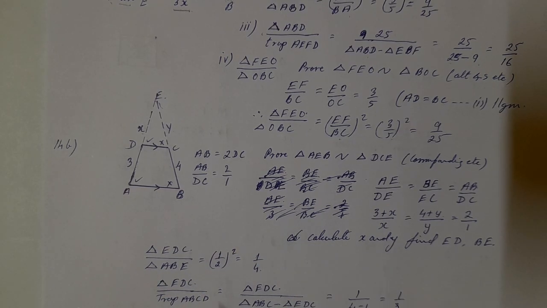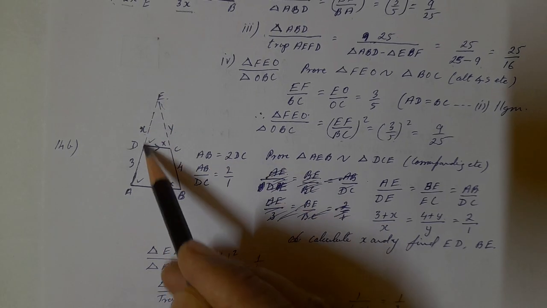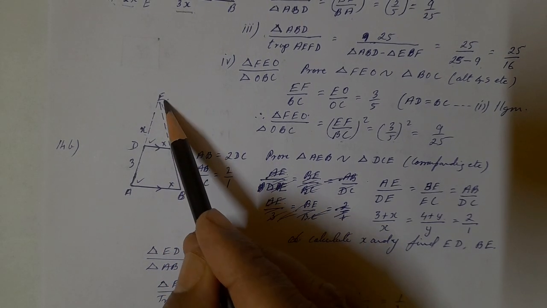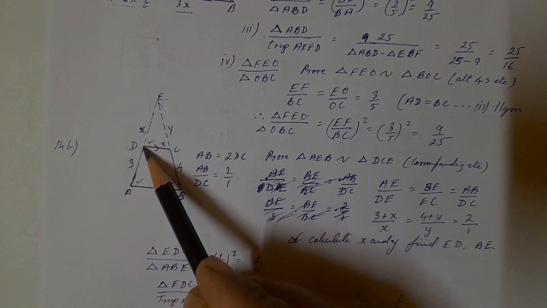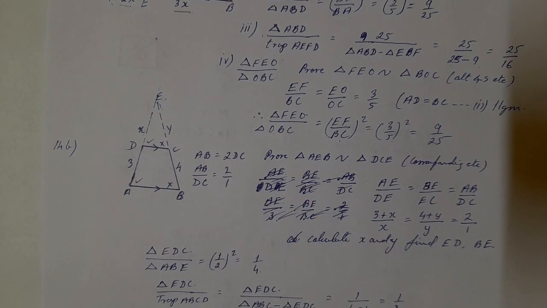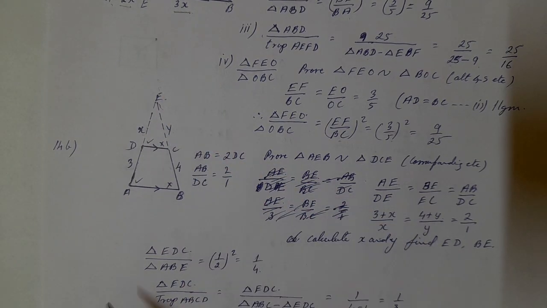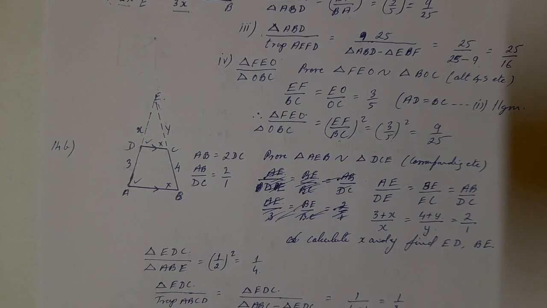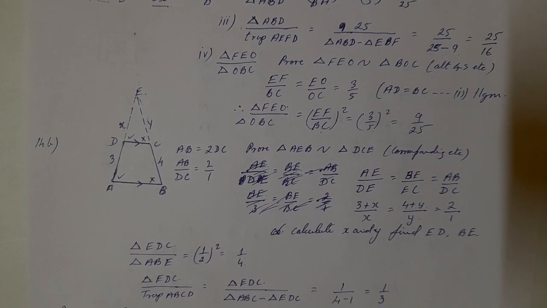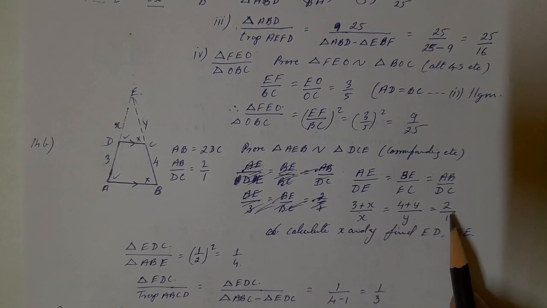After proving it similar, you write the ratio AE by DE is equal to BE by CE is equal to AB by DC. Wherever there is AE, 3 plus X, and then you have X. So 3 plus X by X, and 4 plus Y by Y is equal to 2 by 1, because AB by DC is 2 by 1. And then you solve. This is equal to this, you'll get your X. This is equal to this, you get your Y.